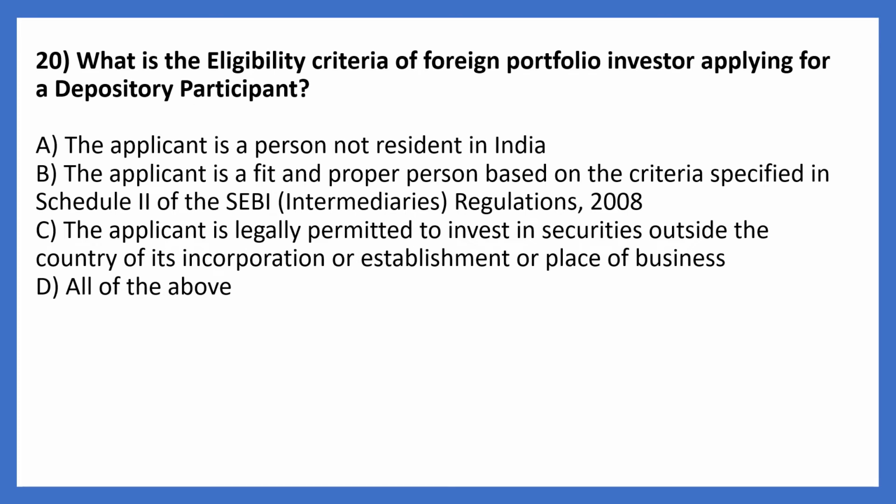What is the eligibility criteria of a foreign portfolio investor applying to be a depository participant? Option A, the applicant is a person not resident in India. Option B, the applicant is a fit and proper person based on the criteria specified in Schedule 2 of the SEBI Regulations 2008. Option C, the applicant is legally permitted to invest in securities outside the country of its incorporation or establishment or place of business. And option D, all of the above. The correct answer is option D, all of the above.